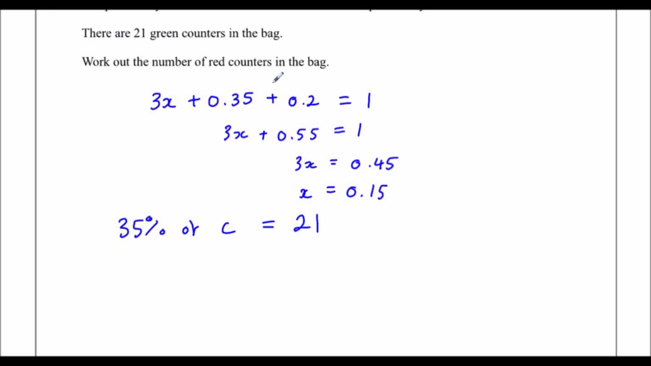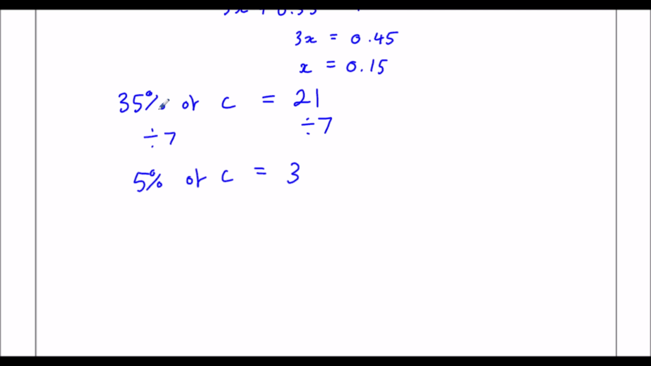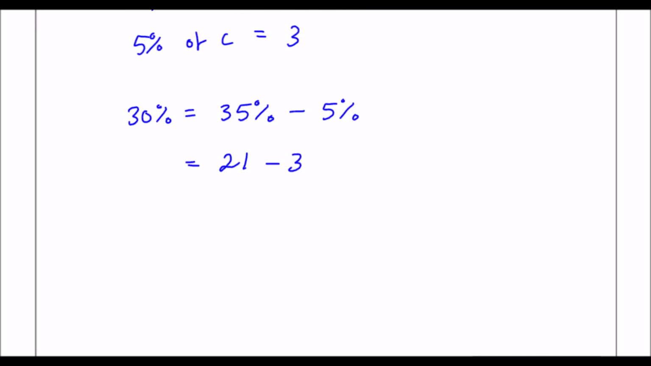From 35%, if we divide both sides by 7, 35 over 7 is 5%. So 5% of the counters is 3 counters. And we need 30%. So 35% is 21, 5% is 3. So if we do 35% take away 5%, that will give us our 30%. So 21 counters take away 3 counters, that's 18 counters.